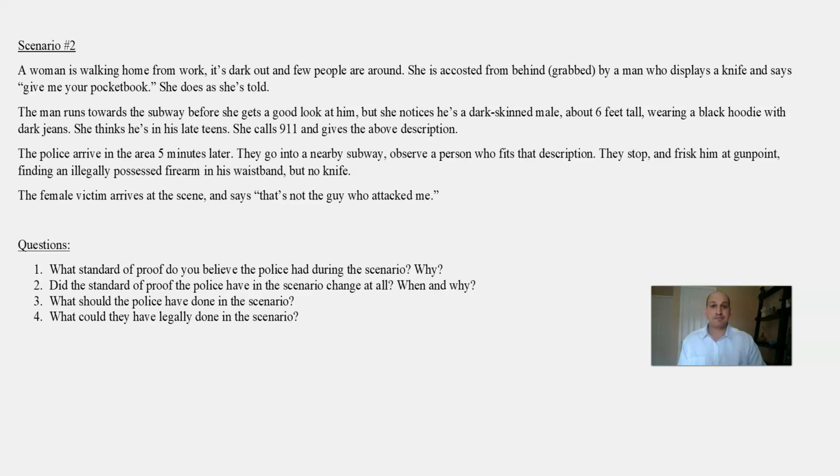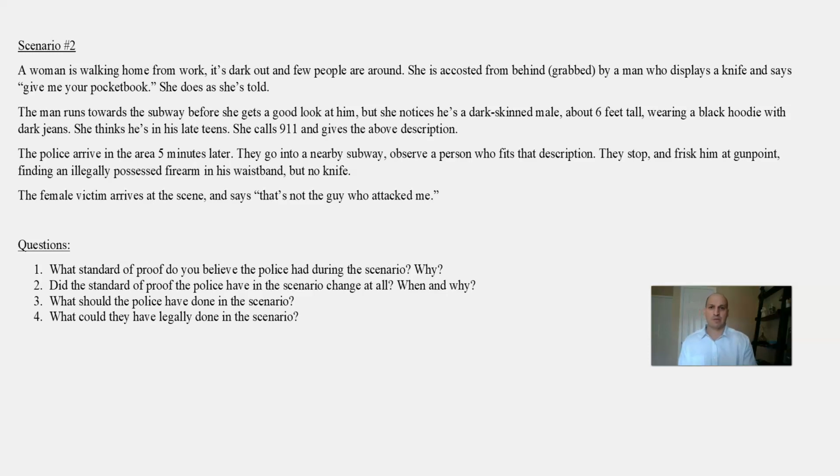And then a reasonable suspicion. Can the police pull out a firearm and forcibly stop? Yes, they can. Absolutely. That's what the U.S. Supreme Court has said over and over again. Okay, so then they reasonably suspect that this guy is the perpetrator. They frisk him. They don't find a knife. Remember, the woman said she was threatened with a knife. They find a firearm, and it's not a legally possessed firearm.